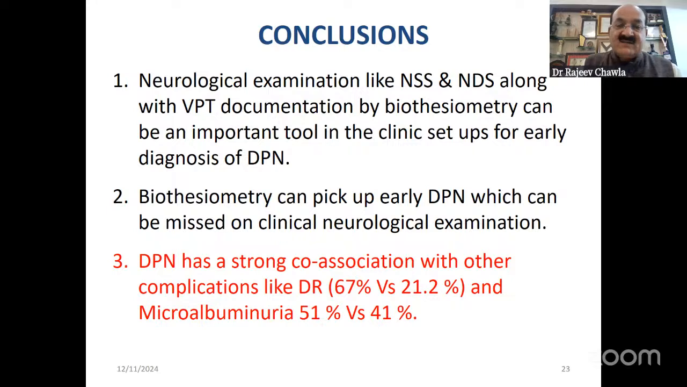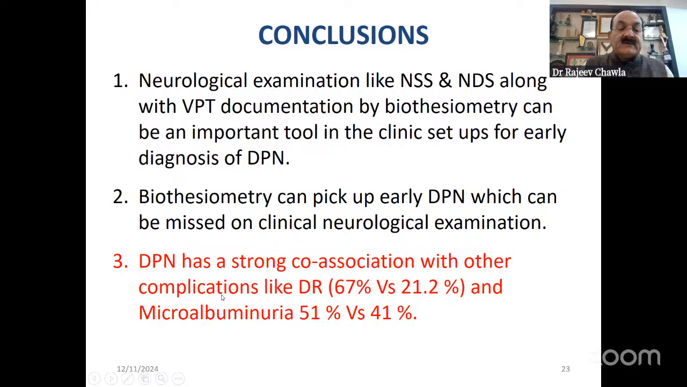From our study we concluded that if you do an NSS NDS score and then try to quantify with a vibration perception threshold meter or biothesiometry, it can take you to the diagnosis of peripheral neuropathy. But what was much more important, almost 20 years ago, which gave us an insight, is that if you have these symptoms and you can quantify, you can make a diagnosis of peripheral neuropathy based on NSS and NDS.